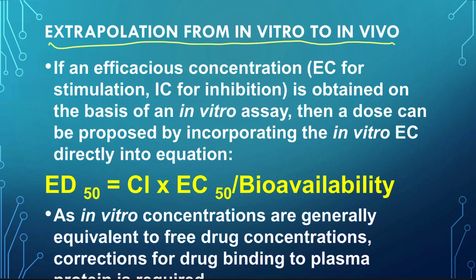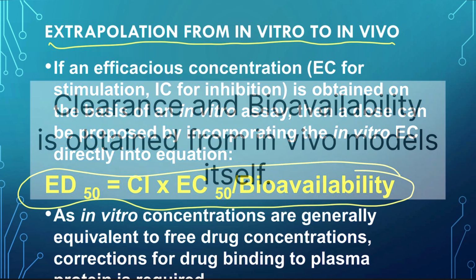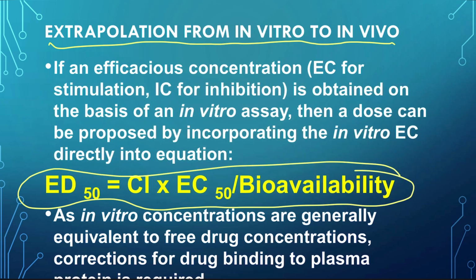And this we can easily find out by putting the values into the equation, that is ED50 is equal to clearance into EC50 by bioavailability. ED50 is the dose which is responsible for producing the effect in at least 50% of the individuals who are getting the drug. CL is the clearance of the drug from the plasma, and EC50 is the concentration which produces half of the maximum effect. And finally we have everything divided by bioavailability. So drugs which produce that particular effect in the in vitro model will be very similar to the drugs which produce the effect in the in vivo model.